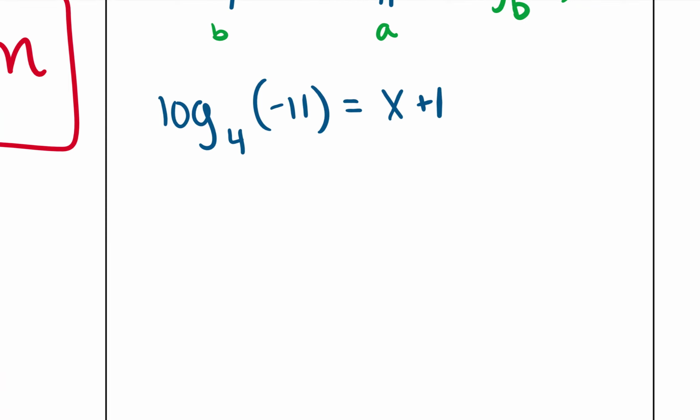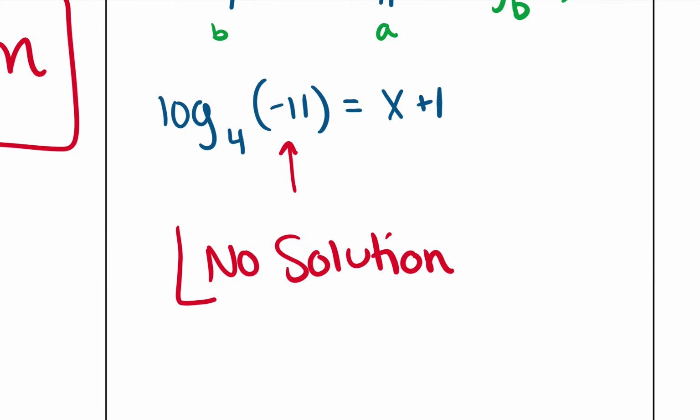But wait a minute, didn't you say you can't have a negative log? Very true, I cannot. So, because this number is negative and is now part of the log, I can stop everything I'm doing and just write no solution. Because negative logs do not exist.